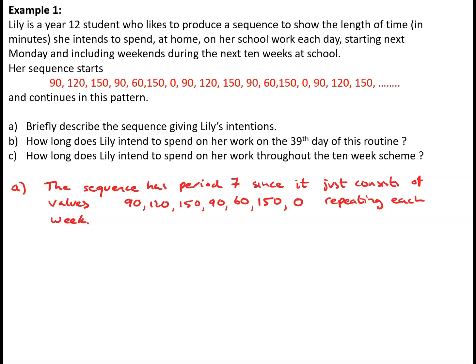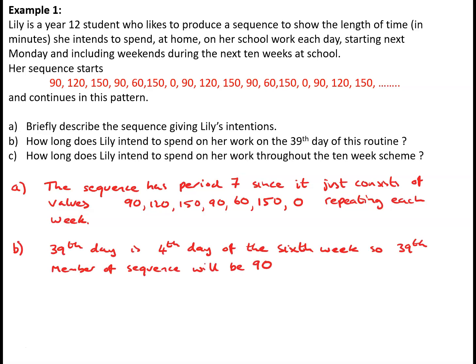How long does Lily intend to spend on her work on the 39th day of this routine? Well, the 39th day of the routine is the 4th day of the 6th week. The 4th number in the sequence is 90, so the 39th day of the sequence is going to be 90.